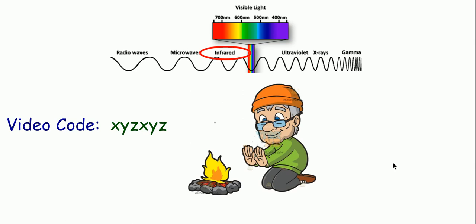Final example here: these hands are not touching the fire, are they? If they were in it, they would get burned, and that would be conduction, but they're not. There's this gap here. So in this case, we're talking infrared waves. Infrared waves transmit through here, come through here, and deliver heat to those hands. Again, a classic example of radiation.